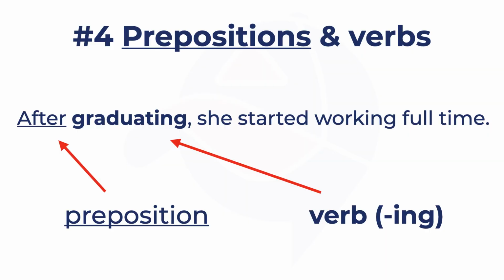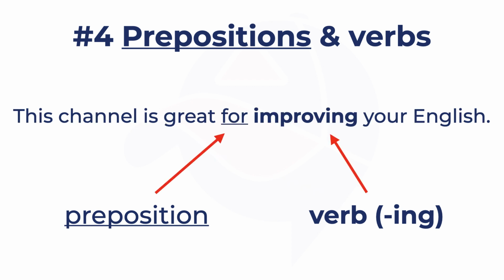So, some examples. After graduating from college, she started working full time. So, the preposition after. I wouldn't say after graduate. I would say after graduating, okay? Another example. This course is great for improving your English, or even better, this channel is great for improving your English. Not for improve, for improving, okay? Because for is a preposition. Improve is the verb. So because it comes right after for, you must say improving every single time, okay?